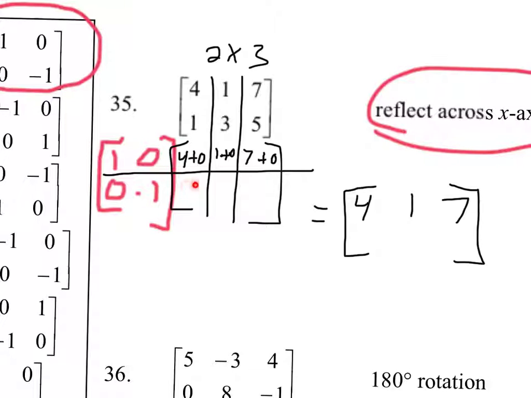So down here, we're going to multiply 0 and negative 1 by each of these columns. So 0 times 4 is 0. Negative 1 times 1 is negative 1. You add those, and you get negative 1. So this is not the exact same, but it's the opposite. Let's see what happens next.